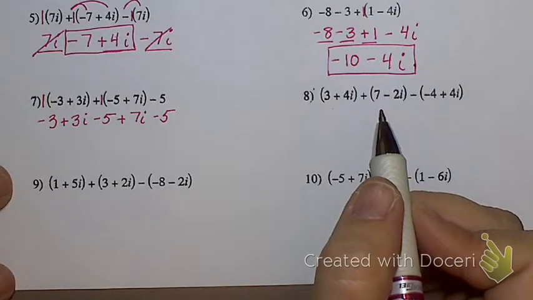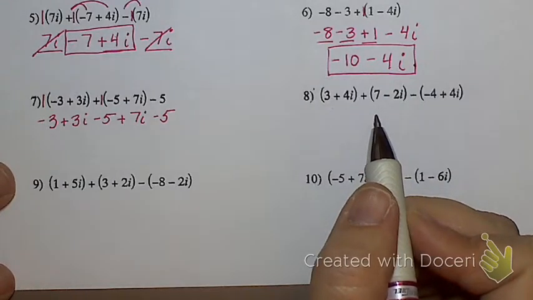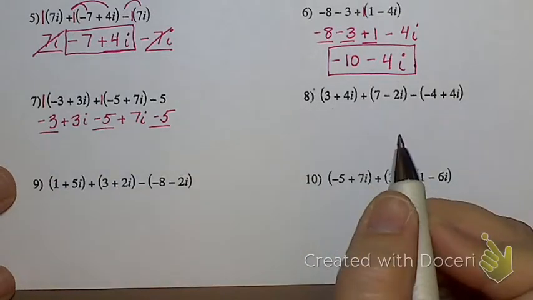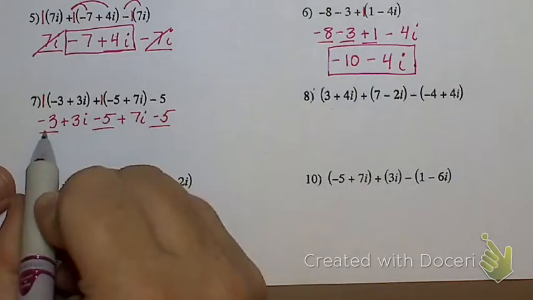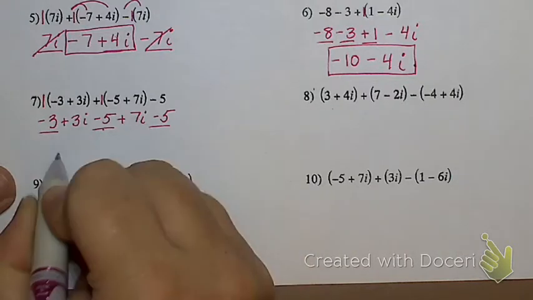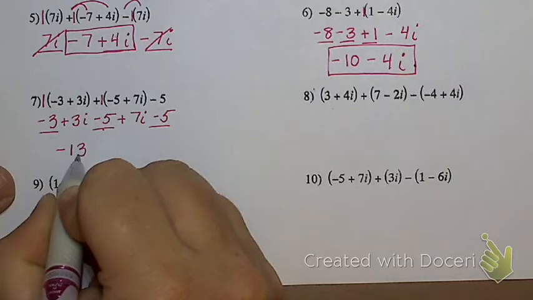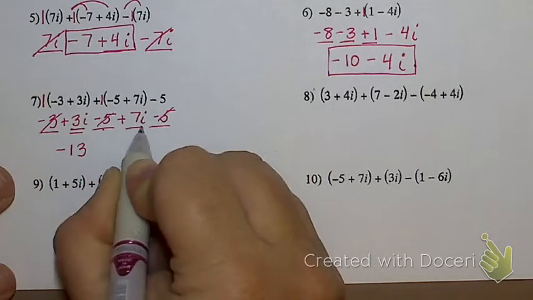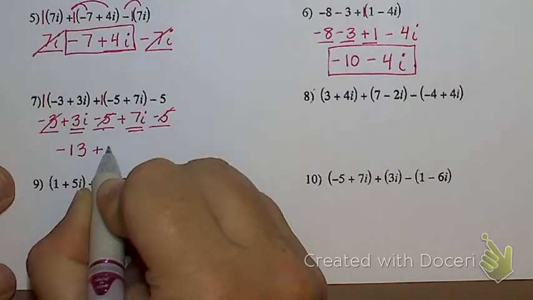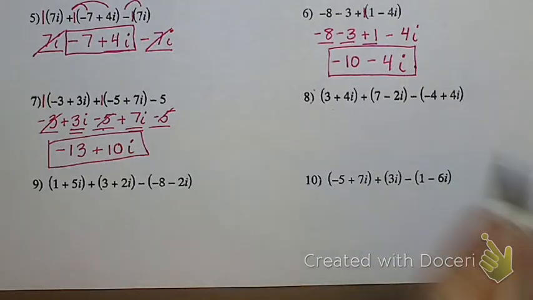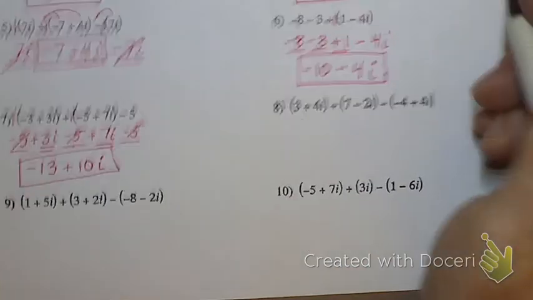Which terms do I want to collect first, or which ones do I want to put together? I'm going to do the numbers first, so that I keep it in a plus bi form. Negative 3 and negative 5 is negative 8, and another negative 5 is negative 13. Done with those guys. Now I have positive 3i, and positive 7i would be positive 10i, and that's my answer for number 7. Raise your hand if you got that. I got it. Good job. All right, number 8.